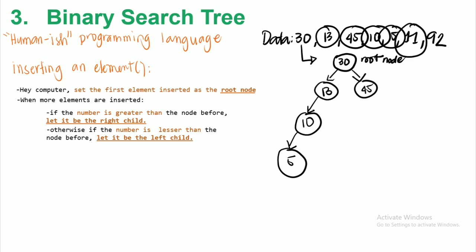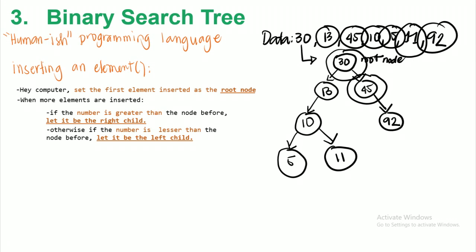The next element is 11. Since 11 is lesser than 30, it still goes to the left. And since 11 is lesser than 13, it goes under it, and the computer then compares 11 to 10. Now, since 11 is greater than 10, it goes to the right side of 10. And now, for the next element, 92, since 92 is greater than 30, it goes under it to the right. Then the computer further compares it to 45. Since 92 is greater than 45, it goes to the right side of 45. Now we have all the elements inserted in the tree.